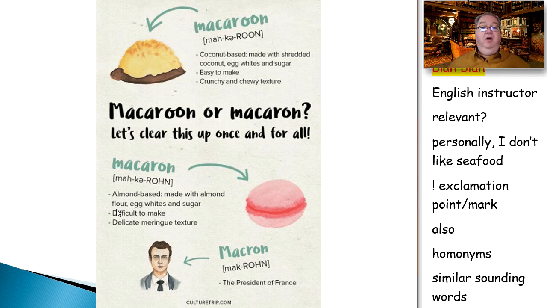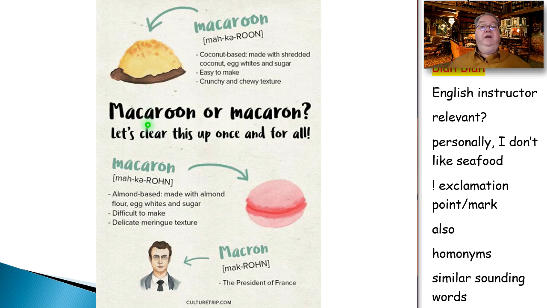They're made with almond flour, egg whites, only the white part of the egg, not the yellow part, and sugar. They're difficult to make. I've seen people make them on TV. Very complicated and can easily have problems. And a delicate meringue texture. The meringue texture, that's the egg whites and the sugar. Okay? These are really popular in Korea now. There's little shops everywhere.